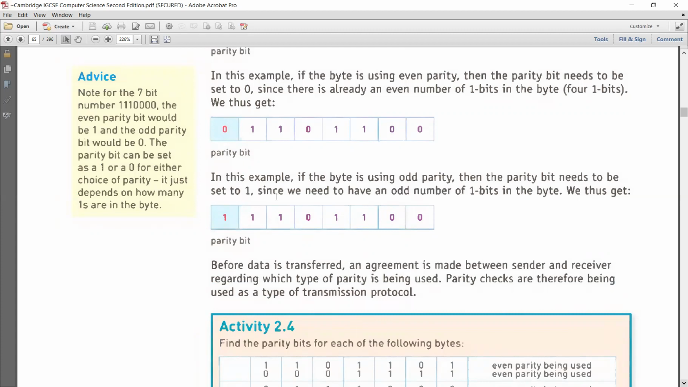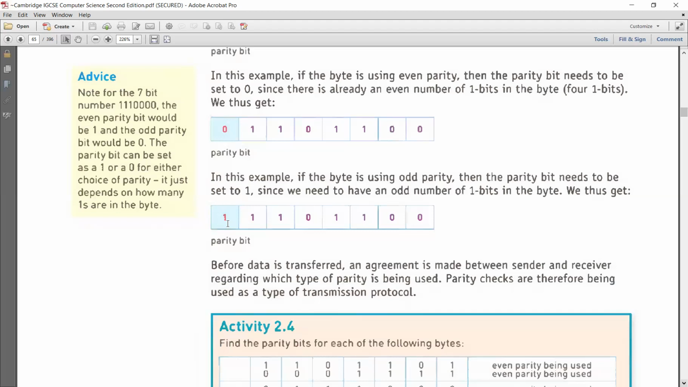Now, suppose the setting was odd parity. You add up all the ones, and you can see the number of on bits is 1, 2, 3, 4. Since 4 is not an odd number, I have to add a 1 here to make it odd. So the number of ones should be odd in your odd parity. If not odd, add a 1.